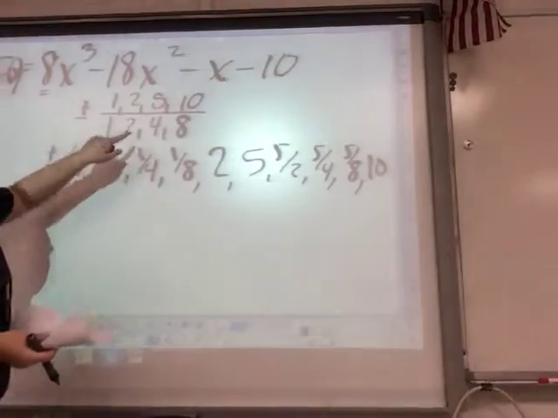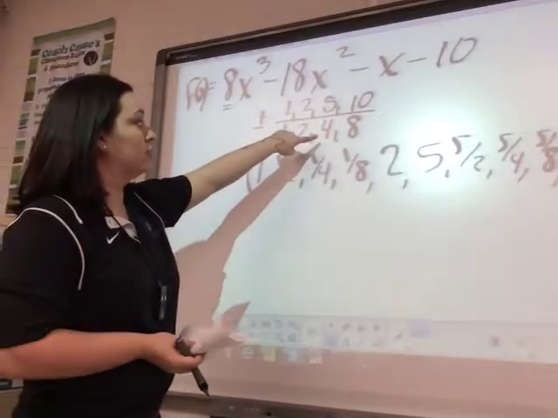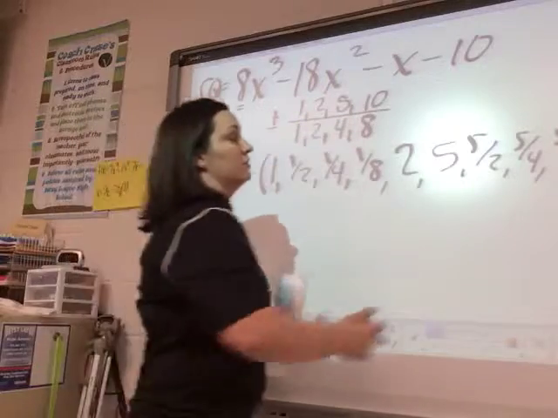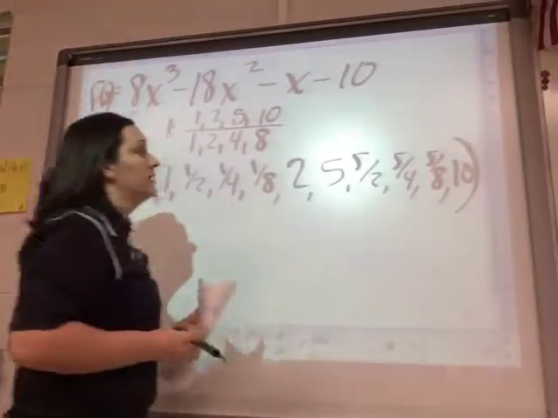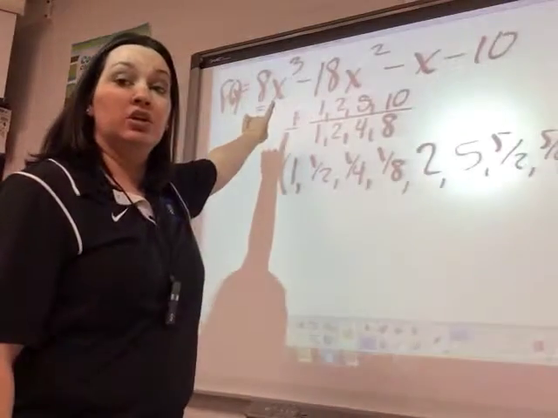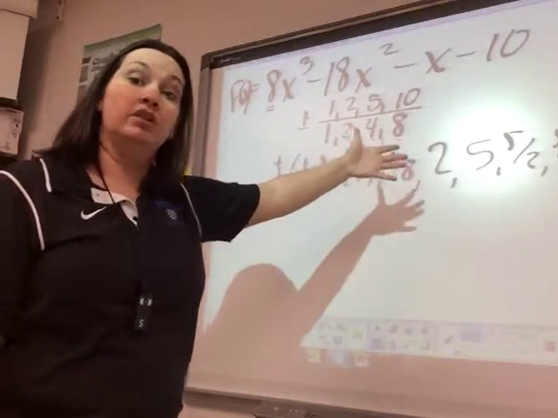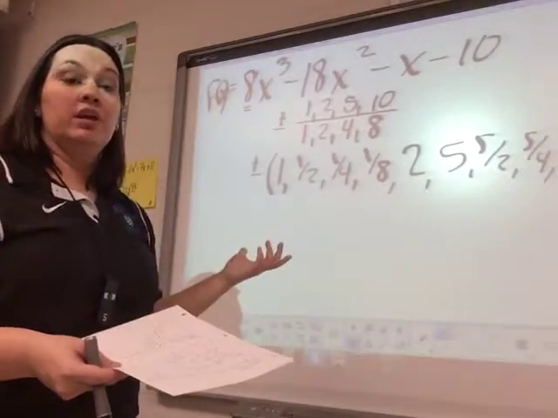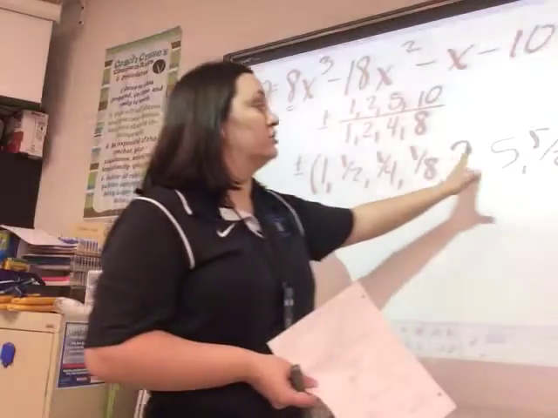And then 10 divided by 2 is going to be 5. 10 divided by 4 is 5 halves. 10 divided by 8 is going to be 5 fourths. So this completes our list. Okay, this is a list of possible answers to this cubic function. All of these obviously are not answers. They're possible rational answers. You would test in your calculator until you found the one that actually works.